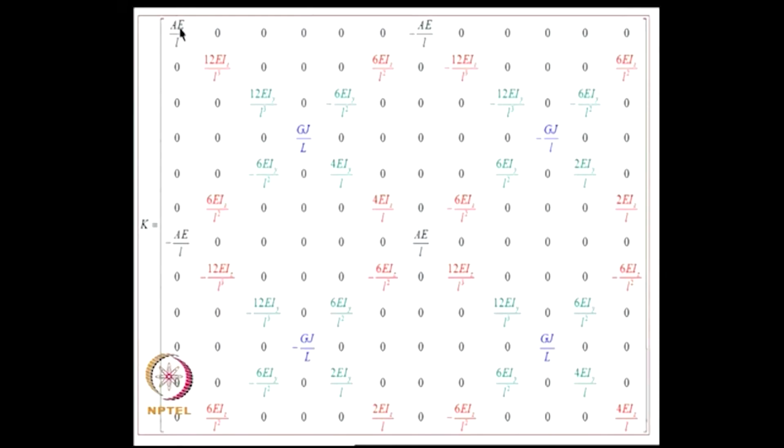You can see here AE by L, minus AE by L, minus AE by L and AE by L is the contribution from axial deformation. Similarly, GJ by L, minus GJ by L, minus GJ by L is the contribution from twisting, and in a similar fashion we can identify contributions from the two bending actions.